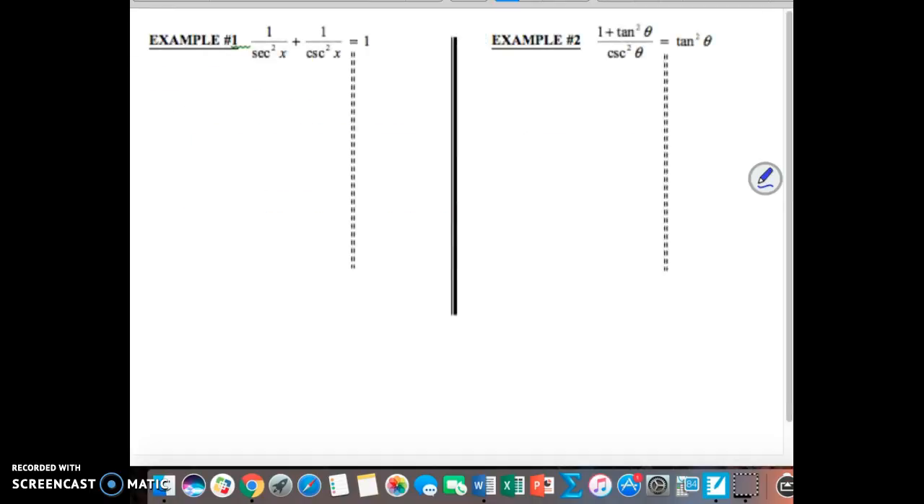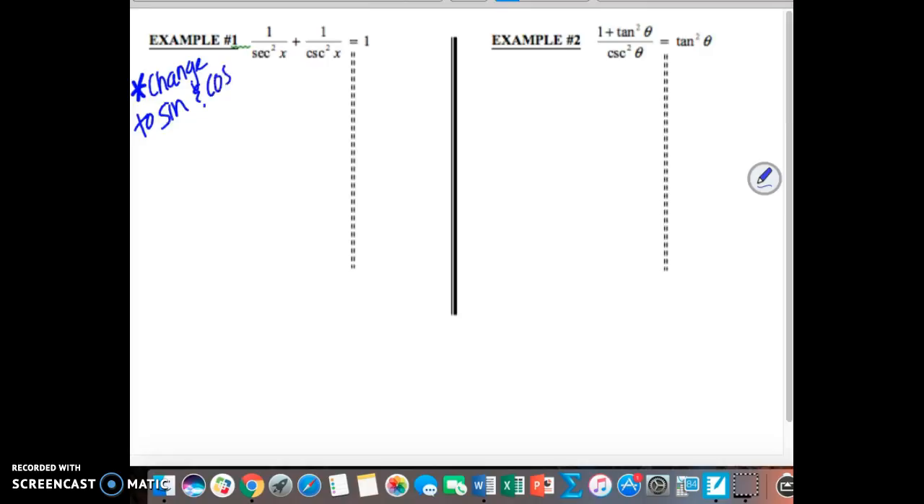For example 1, we have 1 divided by secant squared of x plus 1 divided by cosecant squared of x equals 1. So we'll be working with the left-hand side. Let's try changing everything in terms of sine and cosine. So I'm going to say change to sine and cosine.